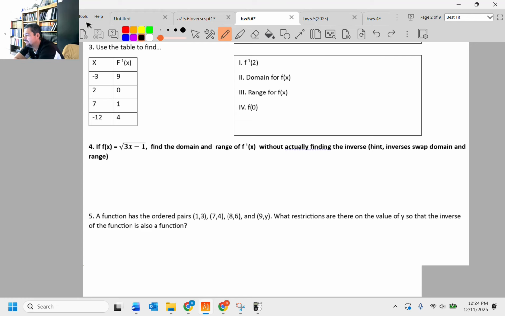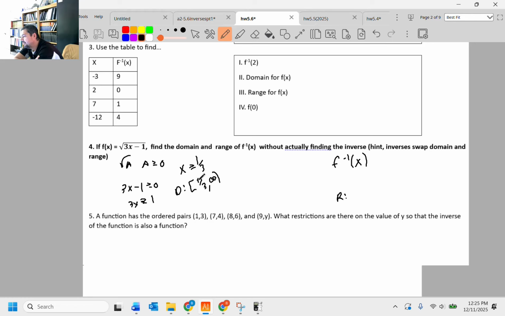So it's not actually that bad to do. It's really not. I know that for the square root of something, the stuff inside is greater than or equal to 0, okay? So 3x minus 1 is greater than or equal to 0. So 3x is greater than or equal to 1, which means that x is greater than or equal to 1/3. So when I talk about my domain, I'm simply 1/3 to infinity. Now, when I go over here and I talk about my inverse, since I have the domain, I have the inverse's range. The inverse's range would be 1/3 to infinity.